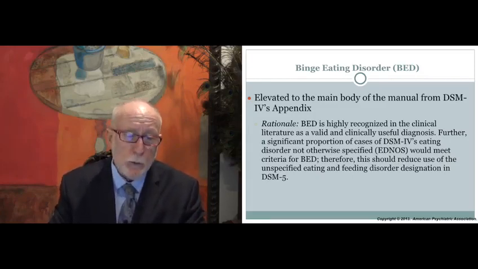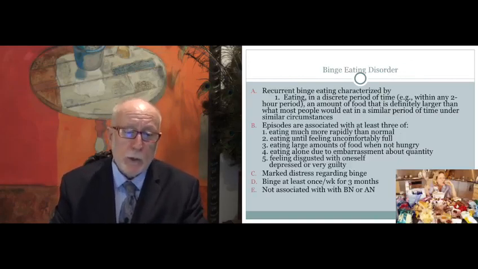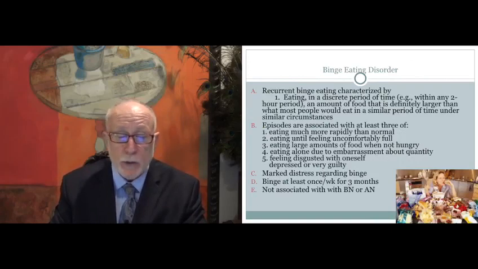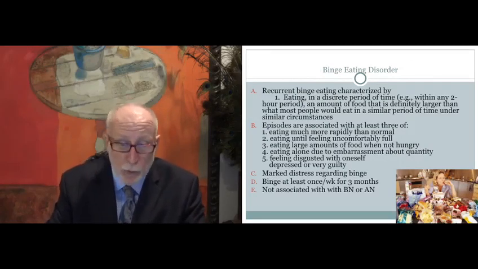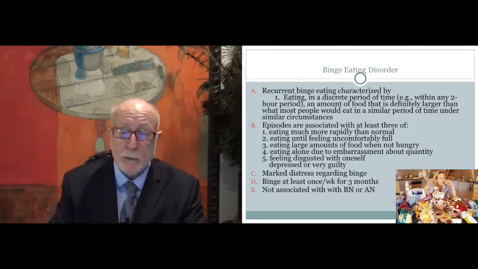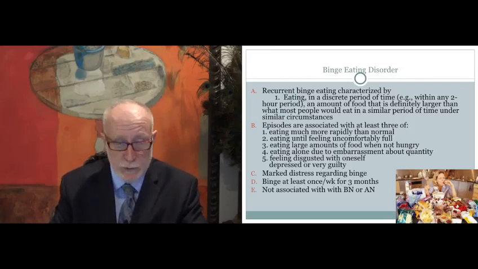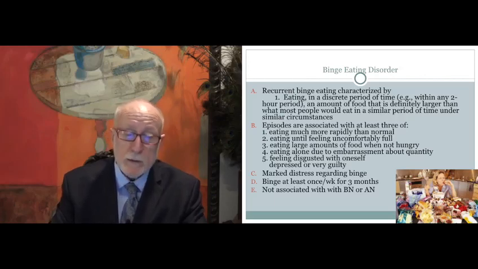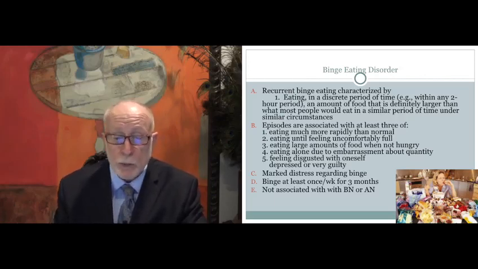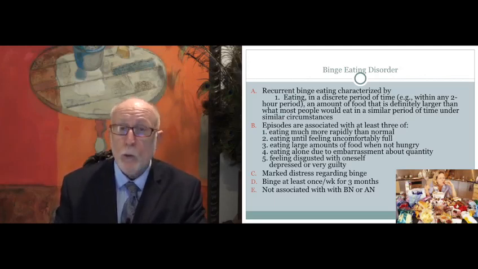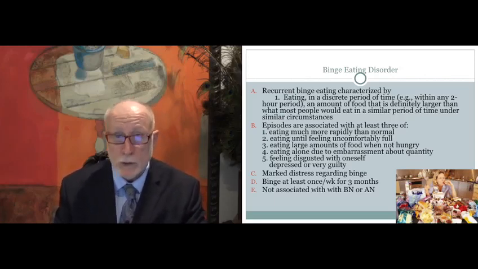What is binge eating disorder? Well, it's defined in this way. Recurrent binge eating is characterized by eating, in a discrete period of time, for example, within a 2-hour period, an amount of food that's definitely larger than what most people would eat in a similar period of time under similar circumstances. And then B, the episodes are associated with at least 3 of the following things. 1, the person is eating more rapidly than normal.